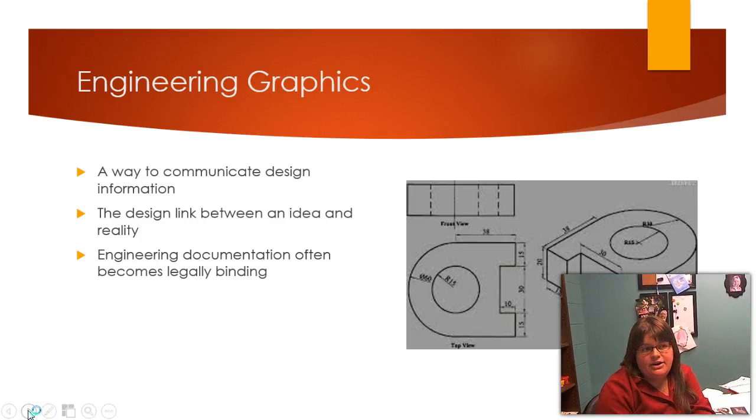So, engineering graphics, that's the way that you communicate that information. That's kind of the language of engineering graphics. It's that design link between an idea into reality. And something that you definitely need to be aware of is all of these drawings that you're creating are legally binding documents. If something goes wrong, they may go back and pull up the documents. Was it created correctly? Did the engineer pick the wrong dimension? What happened? So realize that these are real things. Just like words on paper, these are lines on paper.